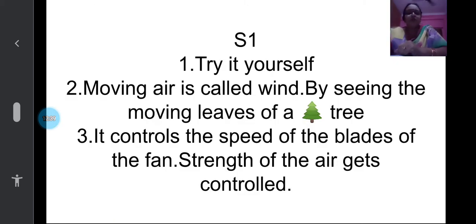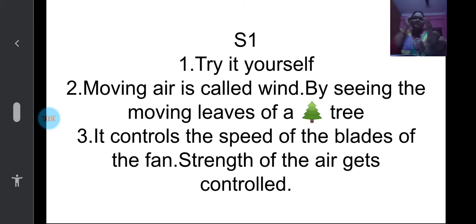Now after you try on your own, if you are unable to do it, you can check the answers. So the first one, circling, you can do on your own. Second one, moving air is called wind. How will you know that? By seeing the moving leaves of a tree, you can write, or anything else you want to write. And about the regulator, it controls the speed of the blades of the fan. The strength of the air gets controlled. How strong it is will get controlled because of this regulator.